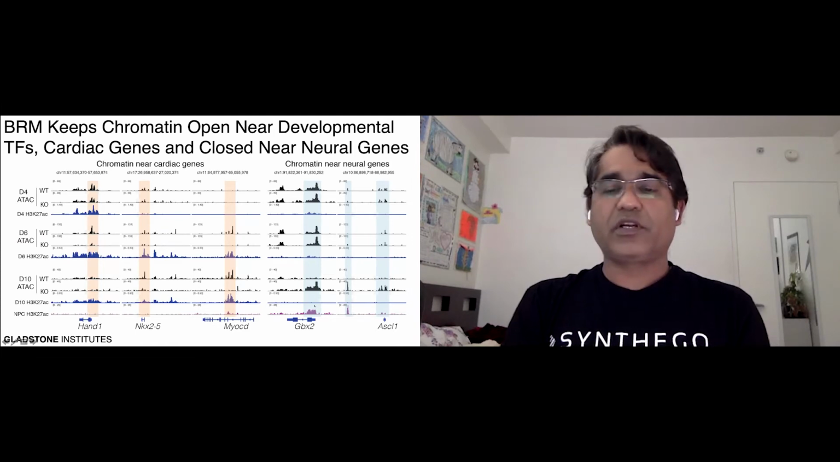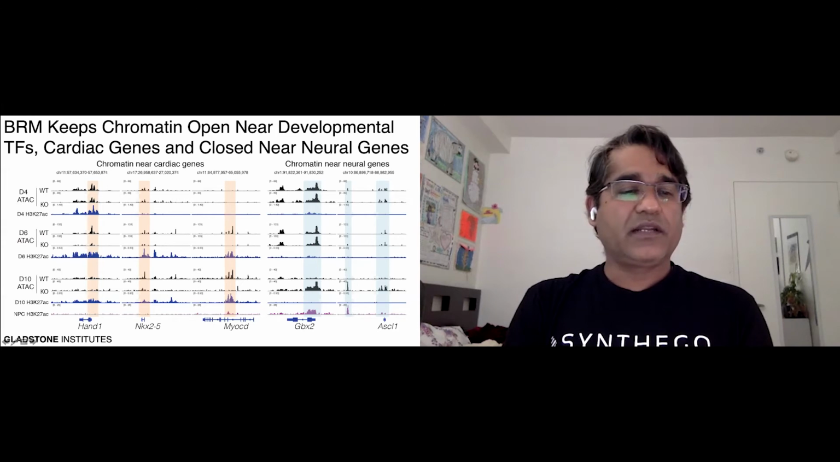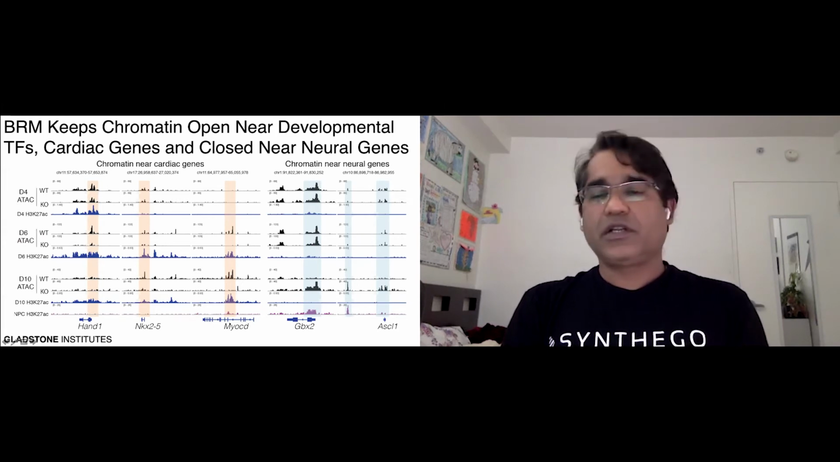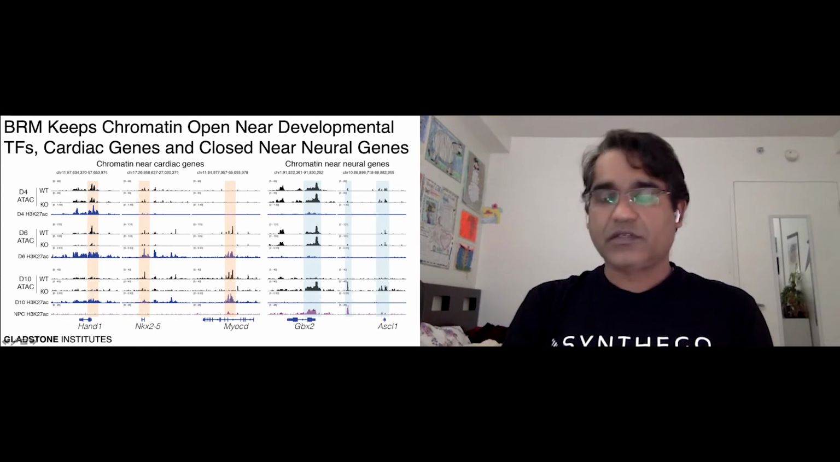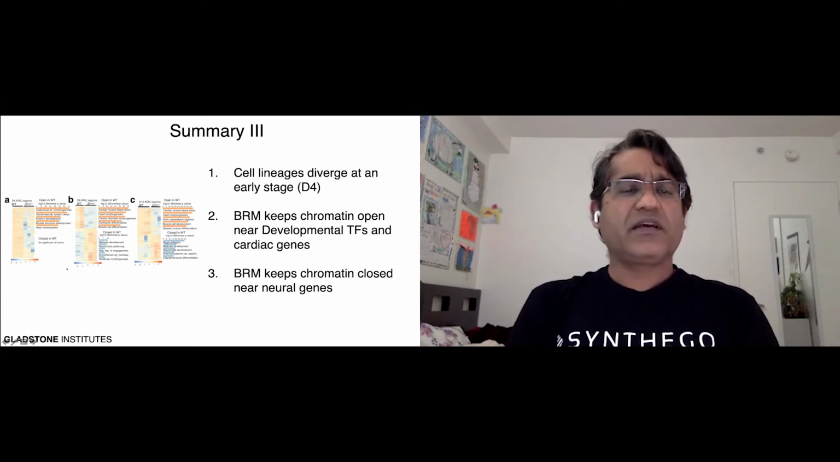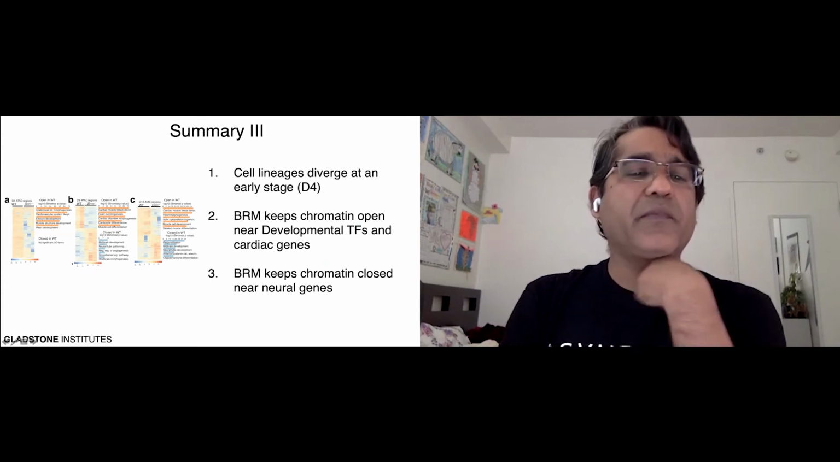For comparison, I'm putting either day 10 cardiomyocyte enhancers or neural progenitor enhancers, and this is near a neural progenitor enhancer. We did the same thing globally and show it here in heat maps.